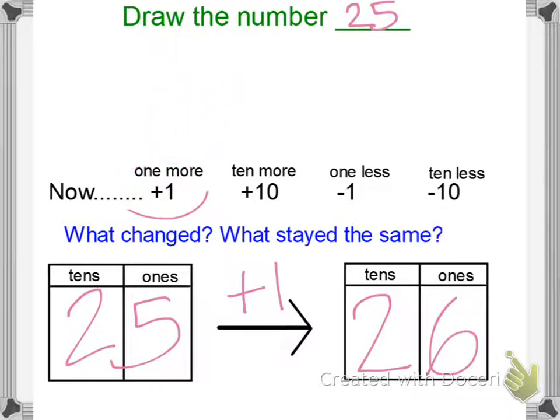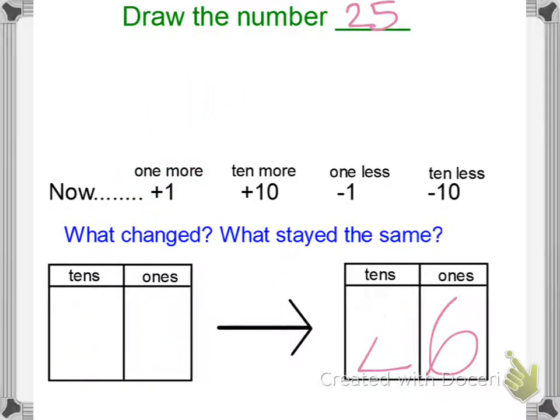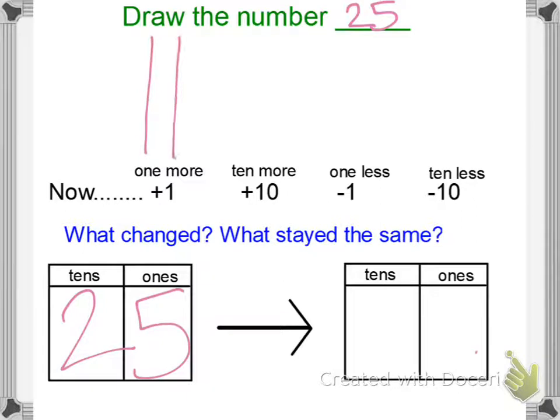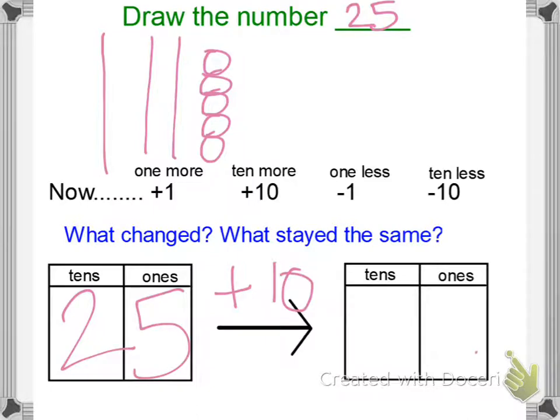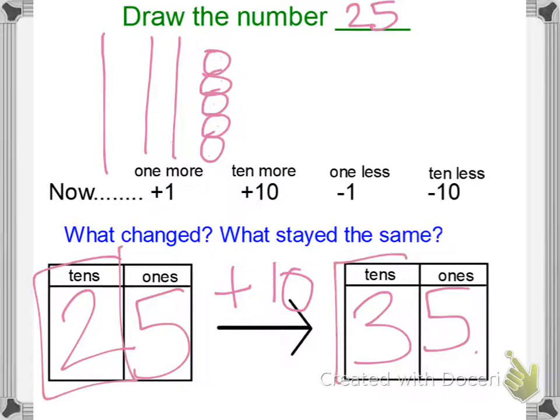Now, let's do 10 more. So 10 more. So I'm going to have my 25 again. 1, 2, 3, 4, 5. I'm going to add 1 more 10. So let's see what 10 more than 25 is. 10, 20, 30, 31, 32, 33, 34, 35. 35. Because look, we just added 1 10 to the tens place because we were doing 10 more.